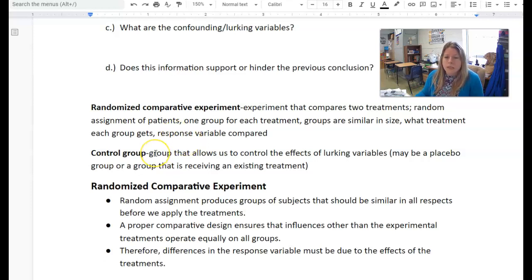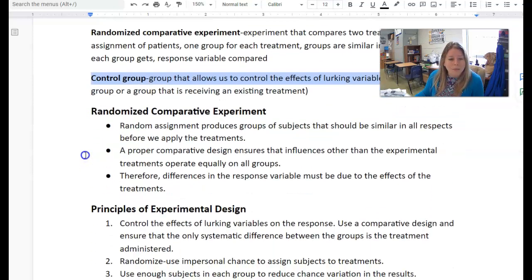Right? A control group is separate from those. It's a group that allows you to control for any effects. It could be a placebo or a group that is receiving an existing treatment. So if we're still talking about that caffeine experiment, the control group would have been a group that drank non-caffeinated soda. But it would still have the same amount of sugar as the other one, or no sugar, even better. That would have been a control group. So we'd be comparing everything to that.